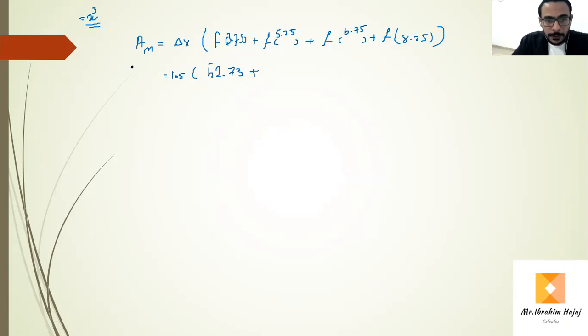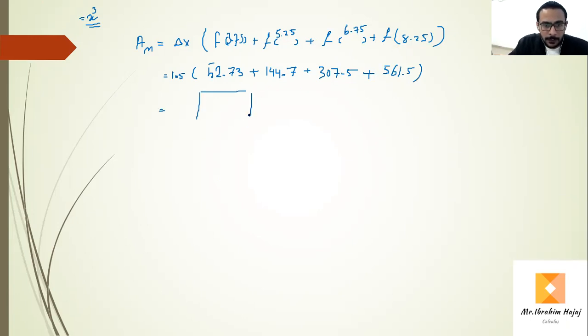144.7 plus the next one, when it's 6.75 to the third power, 307.5. And then when 8.25 cubed, 561.5. And then when you add this all and multiply by 1.5, you get 1599.75.